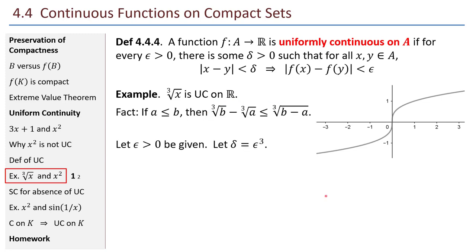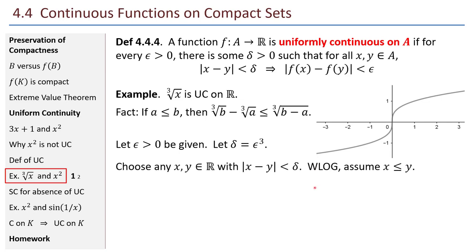So let epsilon greater than 0 be given. Let delta equal epsilon cubed. Choose any x and y in the reals where x and y are within delta of each other. Without loss of generality, we may assume that x is less than or equal to y. So x and y are just 2 numbers. Whichever one is the smaller of the 2, call that x, and whichever number is the bigger of the 2, call that one y. So y minus x is less than epsilon cubed.